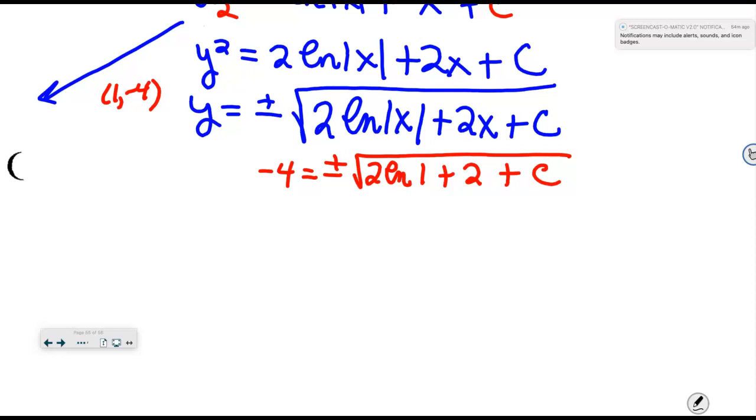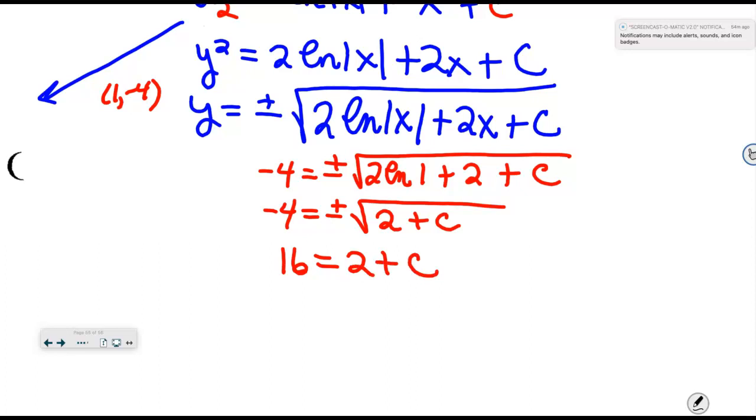That's kind of what I have to make sure happens with my curve. All right? So what is natural log of 1? 0. So I have negative 4 has to equal plus or minus the square root of 2 plus c. What am I going to do next? Square both sides. So 16 is going to have to equal 2 plus my c. What's my c? 14. So 14 is equal to my c.